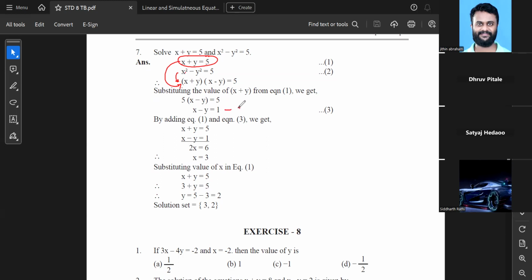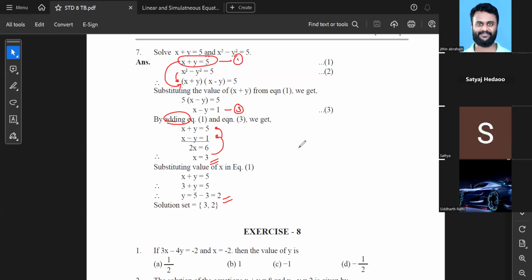So this is my equation number 3, and this is my equation number 1. When you observe equations 1 and 3, one is having x plus y and the other one is having x minus y. So you simply have to add these two equations. Then y and y get cancelled and you will get the value of x. Once you get the value of x, you simply substitute it anywhere, wherever you like, and you find the value of y as well. Am I clear or do you have any doubts?